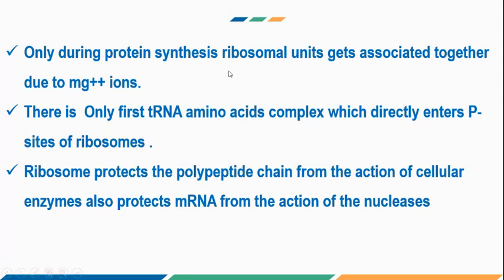Only during protein synthesis do the ribosomal subunits get associated together, due to magnesium ion. Only the first tRNA, the formyl methionine amino acid complex, directly enters the P site of the ribosome. The ribosome protects the polypeptide chain from the action of cellular enzymes, and also protects mRNA from the action of nuclease.